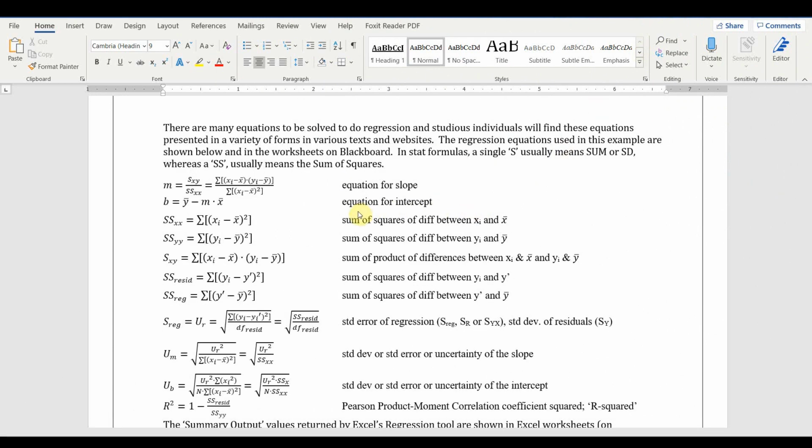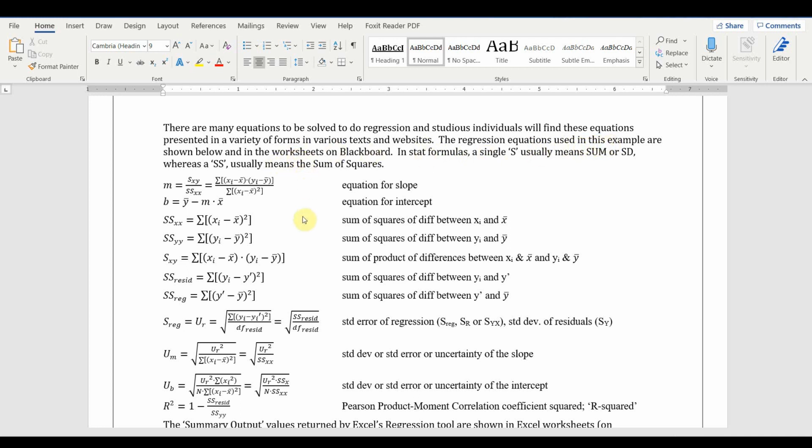Page 265. There are many equations to be solved to do regression, and you will find these equations are presented in various forms that give the same result. The regression equations used in this example are shown below and in the worksheets on Blackboard.